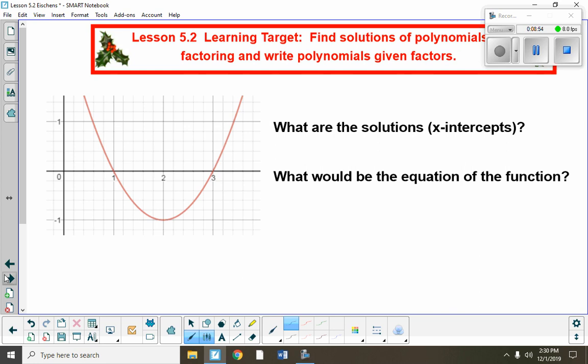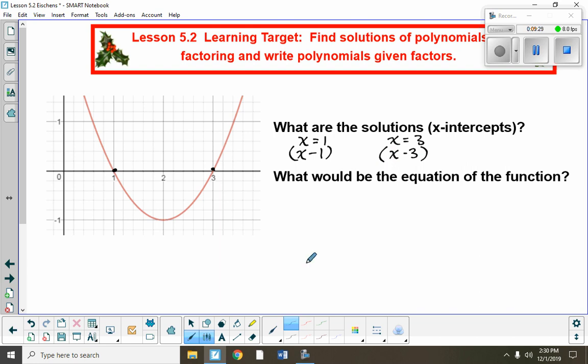Now we are going to work the other direction. It says, what are the solutions here? Well, the solutions are x equals 1 and x equals 3. And if we want to get 0 on one side, if we want to get the factor, what we would do is we would subtract 1. So x minus 1 would equal 0. So that would be a factor. x minus 3 then would equal 0. So that is another factor.